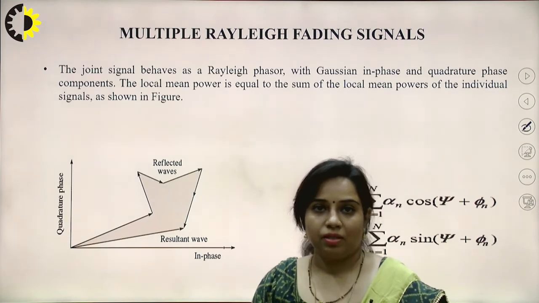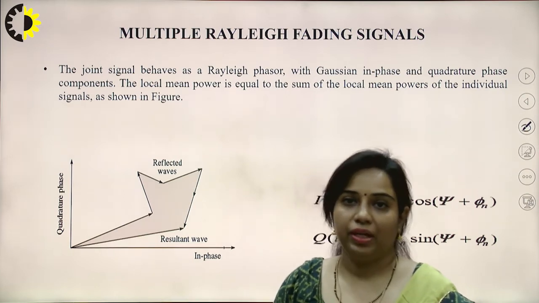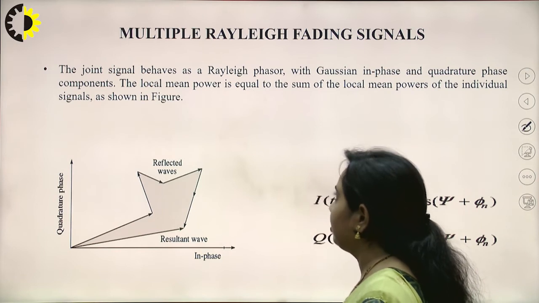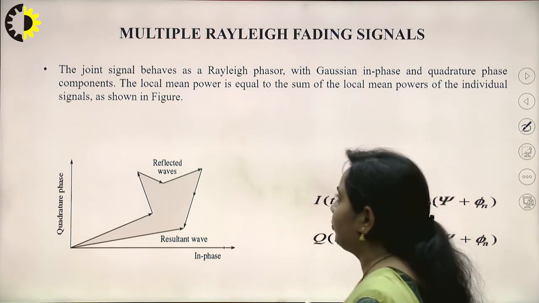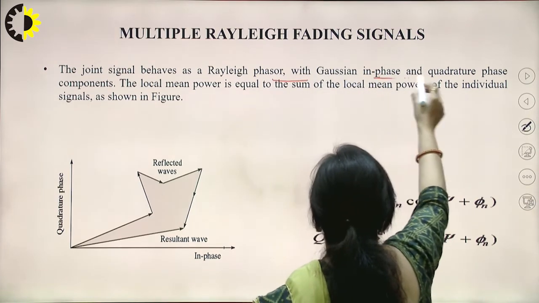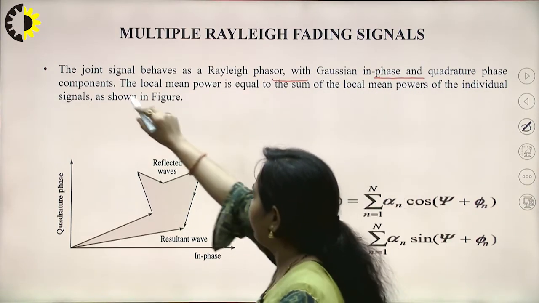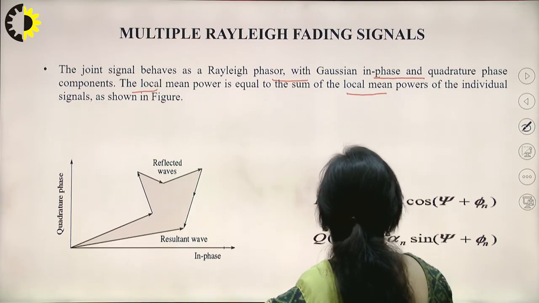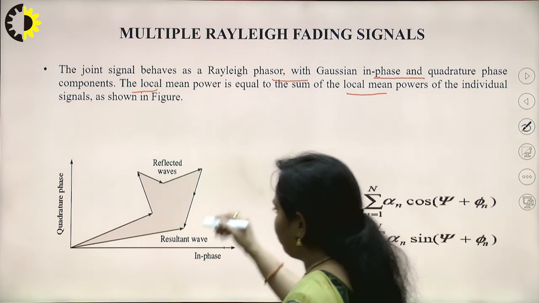Now next is multiple Rayleigh fading signals. Since multipath propagation will be there and all will follow the Rayleigh distribution, the joint signal behaves as a Rayleigh phasor with Gaussian in-phase and quadrature phase components. The local mean power is equal to the sum of local mean powers of the individual signals. Which is shown over here.